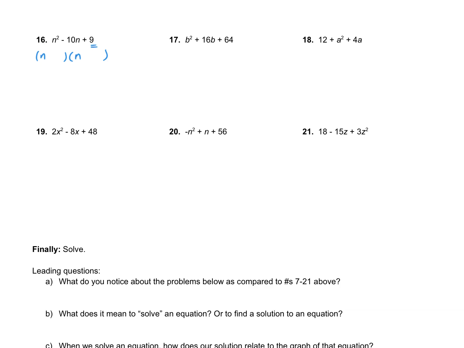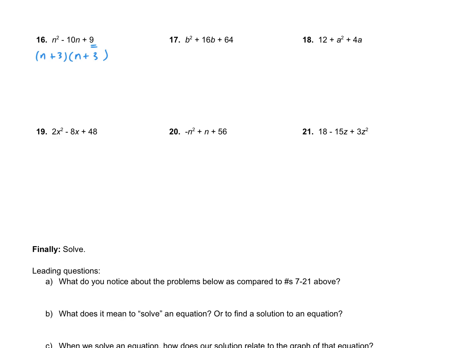Then I look at the back. How could I get 9? Well, there's a whole bunch of possibilities of how you could get 9. The first one that we probably think of is 3 and 3. So this is called guess and check. So we now have to ask ourselves, is this going to work out if we multiply? If we do n and n, we get our n squared. That's good. 3 and 3 gives us our 9. We're going to end up with a 3n and a 3n. Does that work then? No. What are we aiming for? Negative 10n. That didn't work out then.